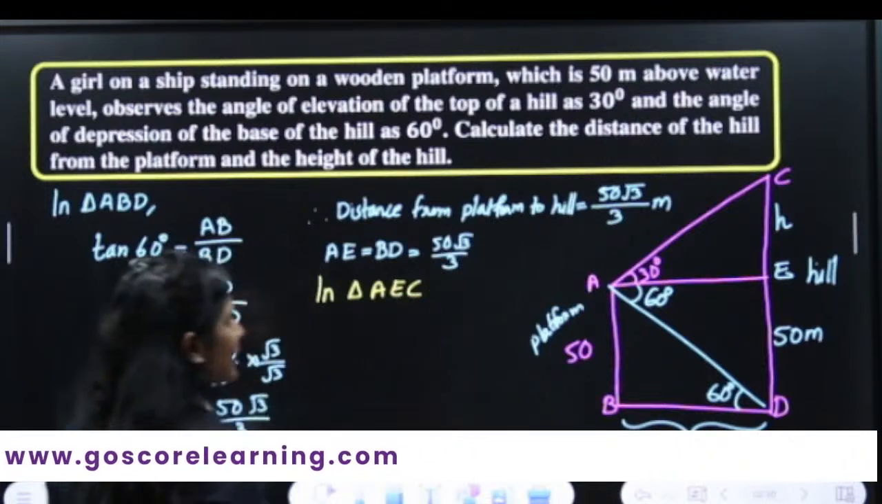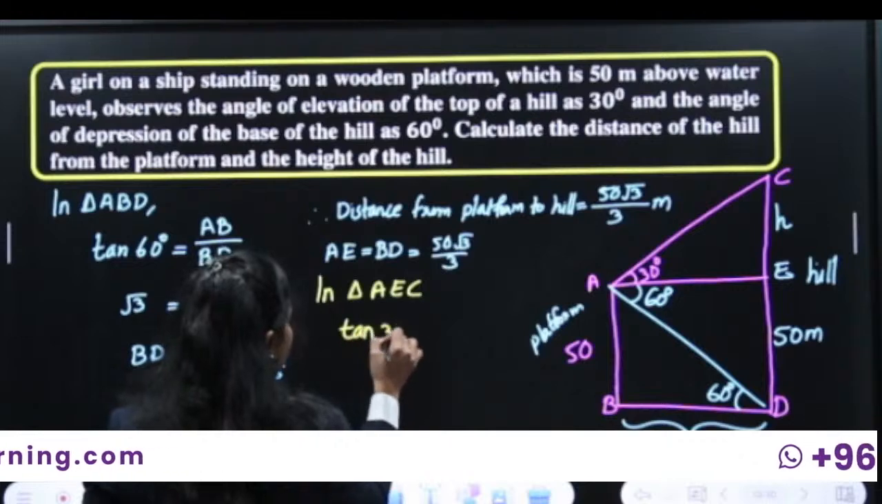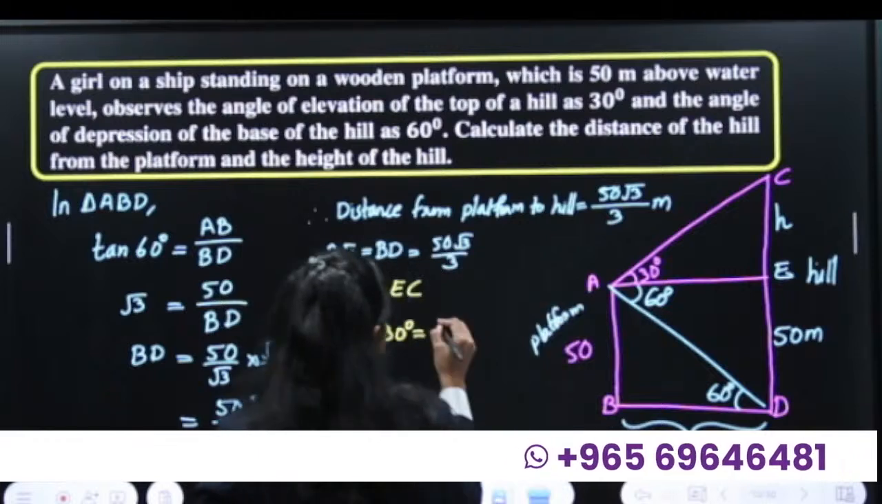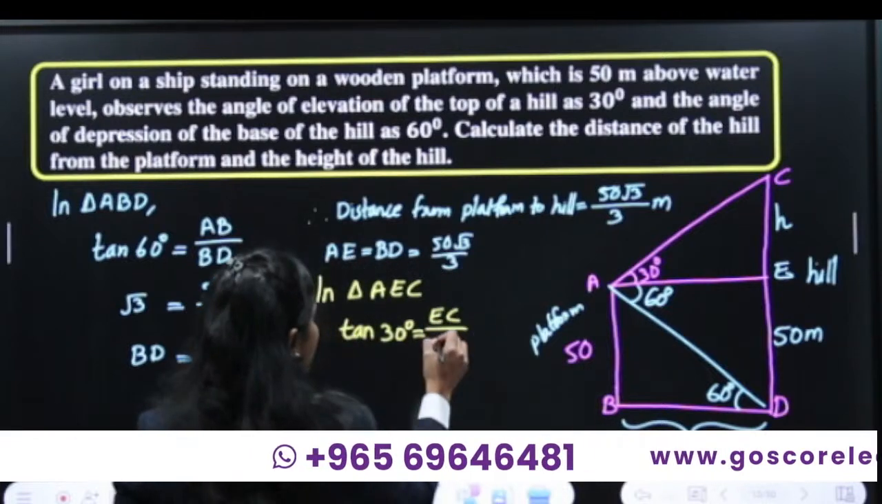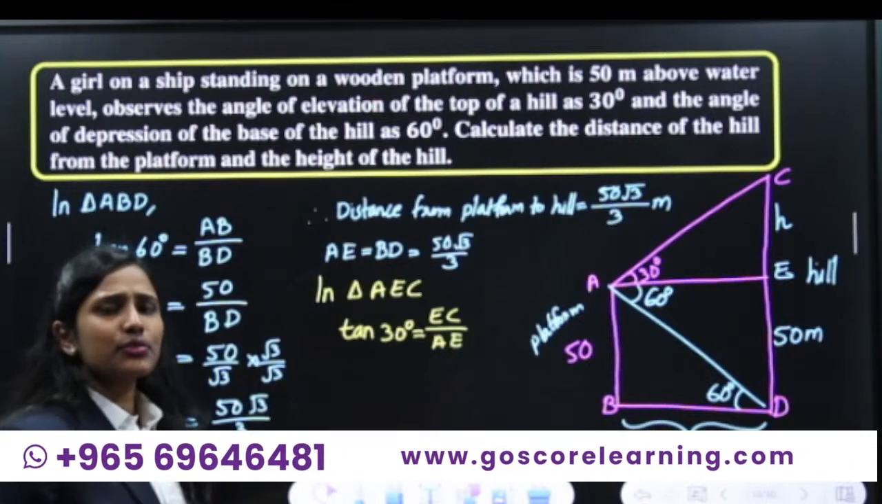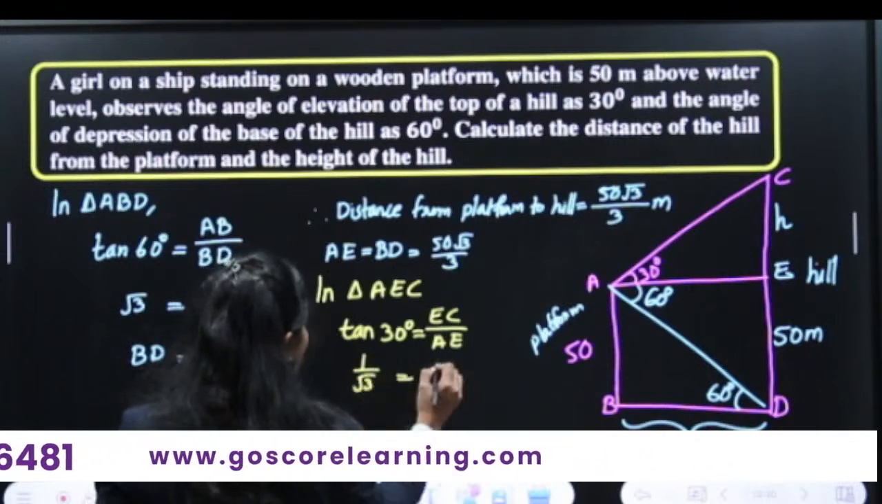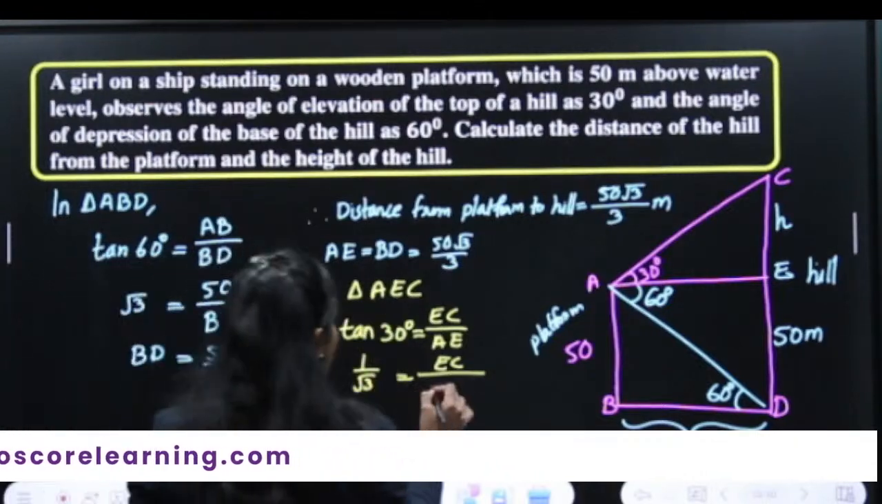In triangle AEC, what do we have? Tan 30 is equal to opposite side EC divided by adjacent side AE. What is tan 30? Tan 30 is 1 by root 3. Simple. 1 by root 3 is equal to EC divided by AE, which is 50 root 3 by 3.